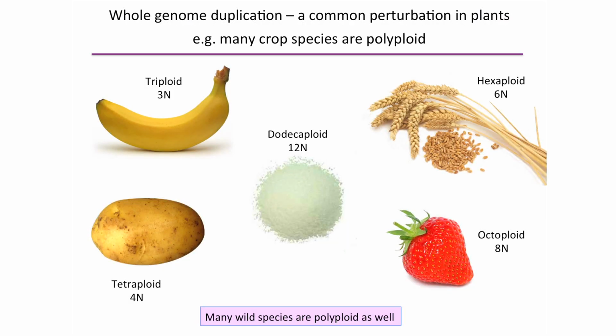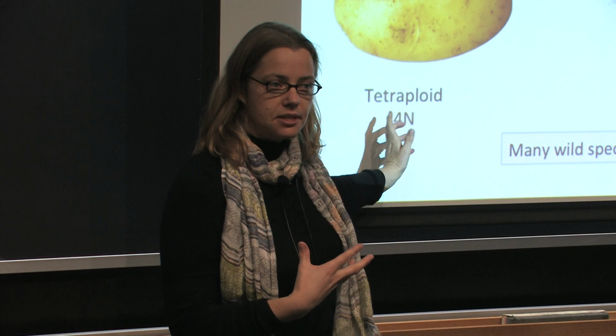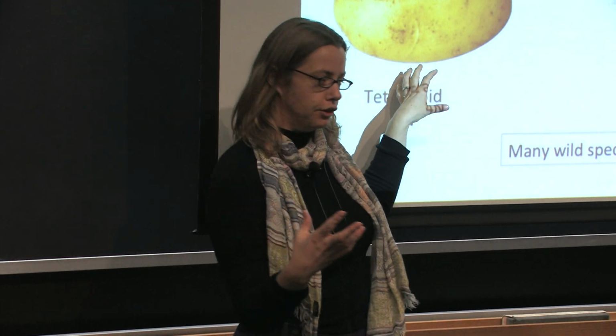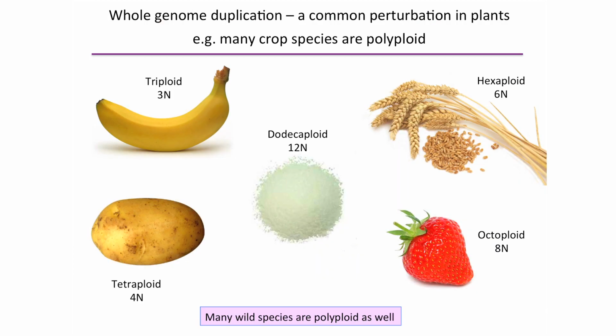A lot of our crops are polyploids. So chances are you ate 1 or more polyploid individuals today. I had a banana for breakfast. That's a triploid. Potatoes are tetraploid, which means that they have 4 copies of every chromosome. Remember, you and I have 2. Wheat is hexaploid, so it has 6 copies of every chromosome. Strawberries have 8.